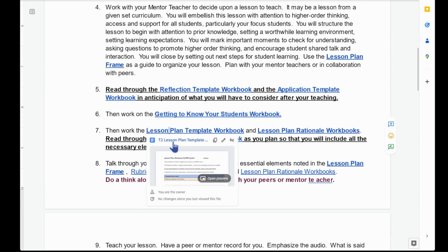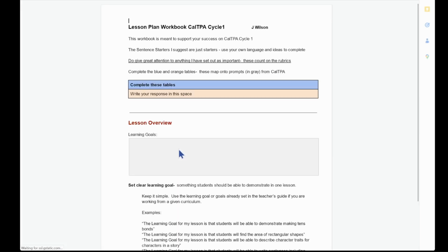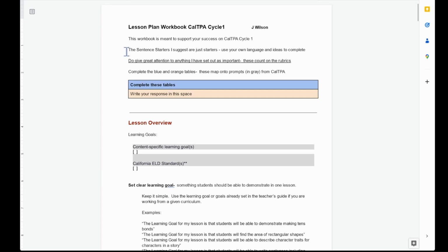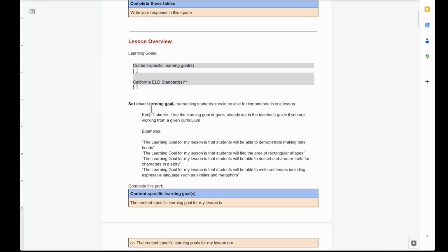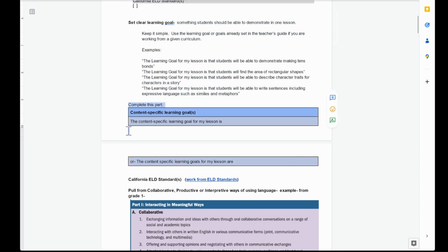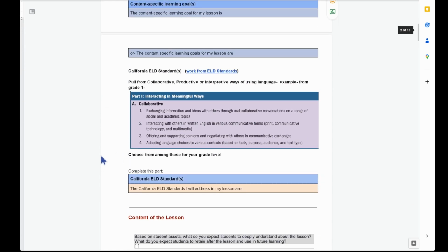Follow with the lesson plan template workbook. Same frame, sentence starters, give attention to whatever I set out that's important. Here are the frames. I give you some support here. You work out what matters to you in your lesson.